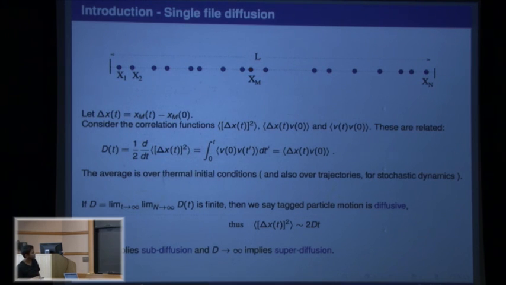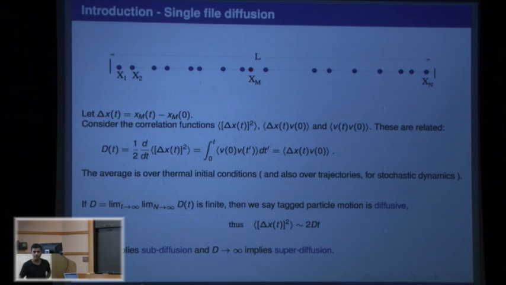Okay, so what do I mean by diffusion? If I take a finite system, then at long times the mean square deviation can't keep increasing, so this would typically go to 0. If I want to define the diffusion constant, I first need to take the infinite size limit and then take time t going to infinity, and if this D is finite, then I say that the tagged particle motion is diffusive.